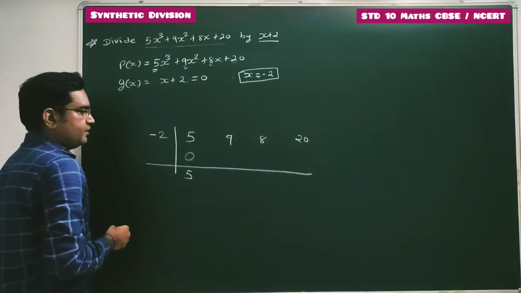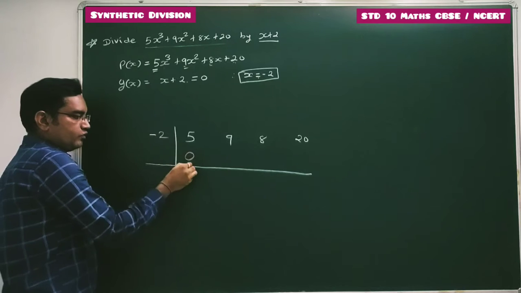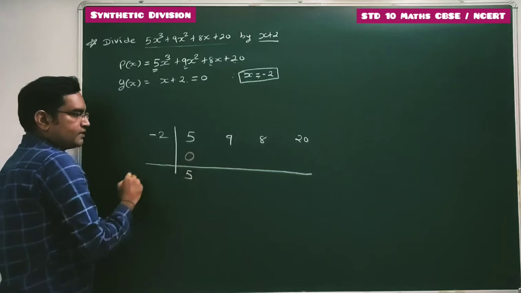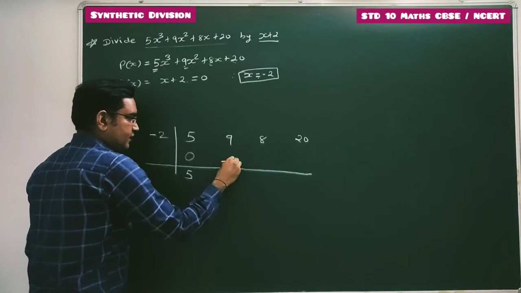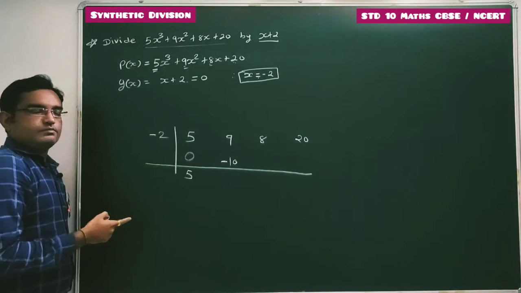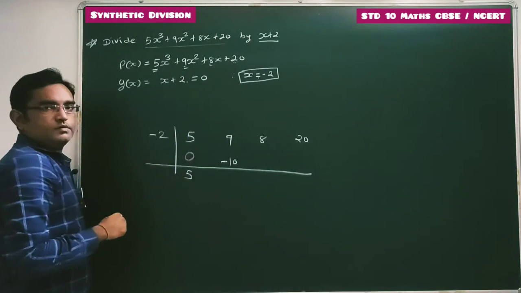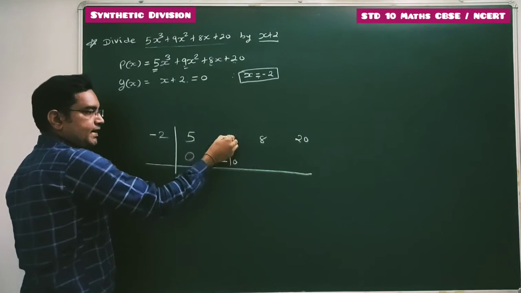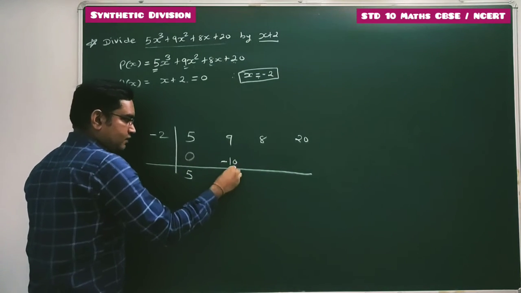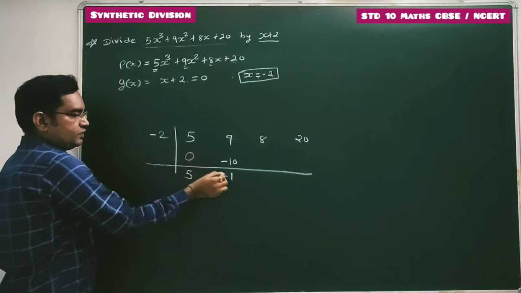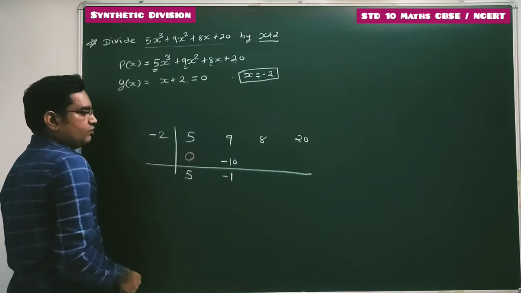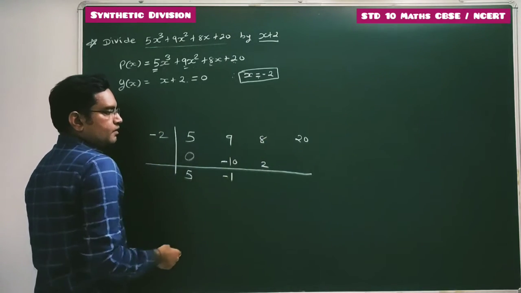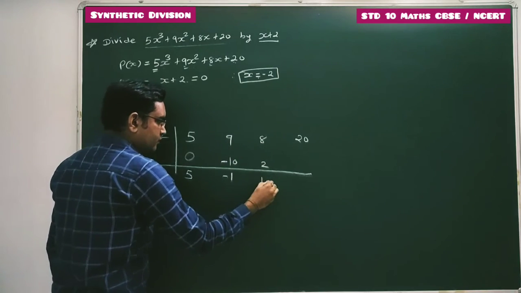Now the next step: we have to multiply this minus 2 with this 5. Minus 2 fives are minus 10. Write that minus 10 below the coefficient of the x square term. Now add both terms: 9 minus 10 is minus 1. Now multiply minus 2 with minus 1: minus 2 into minus 1 is 2. Again add both numbers: 8 plus 2 is equal to 10.